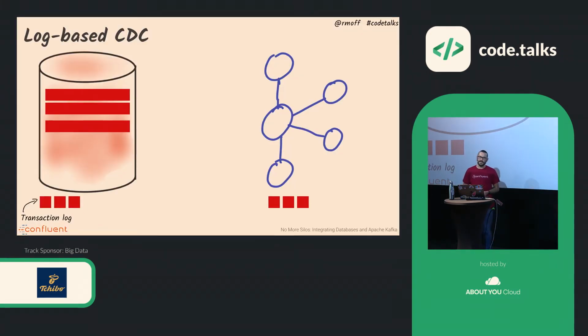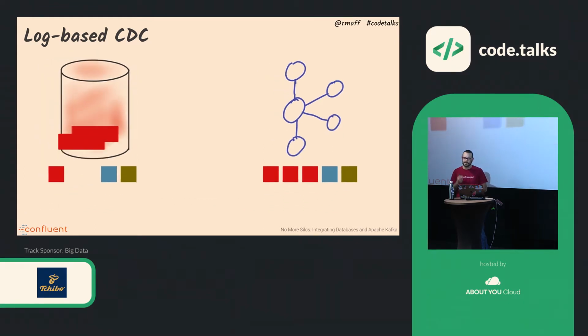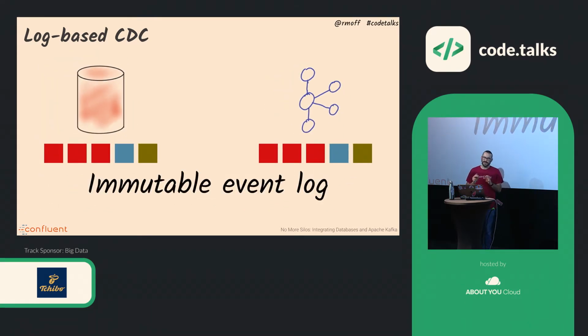So log-based CDC uses the transaction log. You do an insert, it gets captured. You do an update, it gets captured. And you do a delete, and that also gets captured over into Kafka. So you might notice a slight similarity between the left and right sides of the picture here. Because both, if you squint a little bit and look sideways, are built on the same concept. Both are immutable event logs.